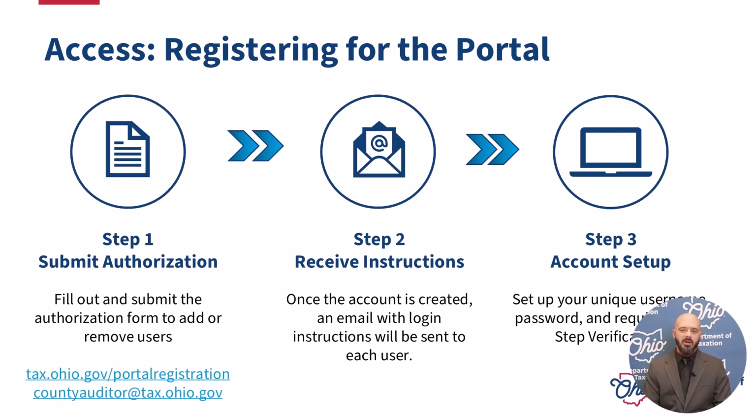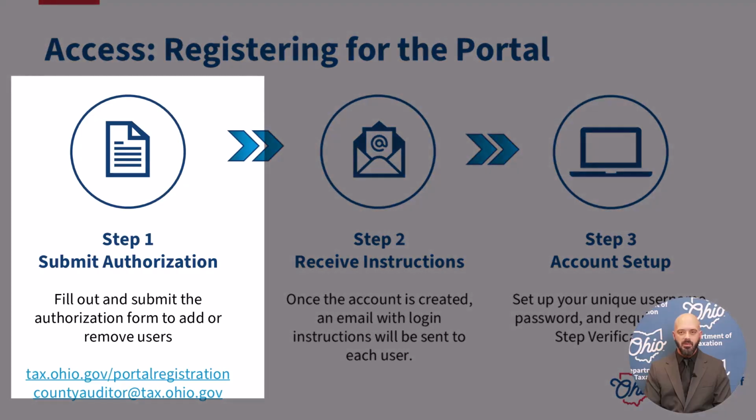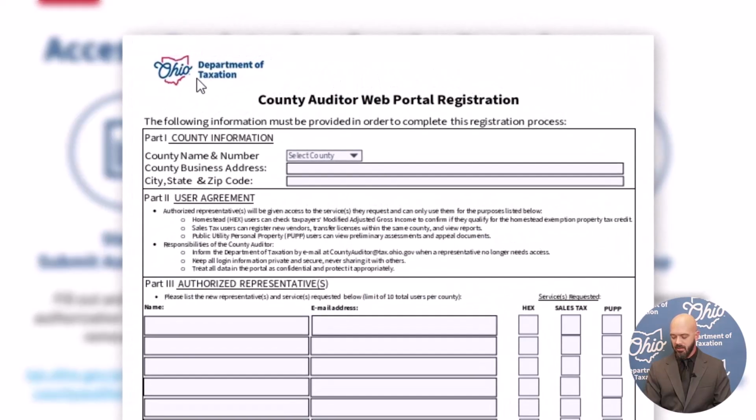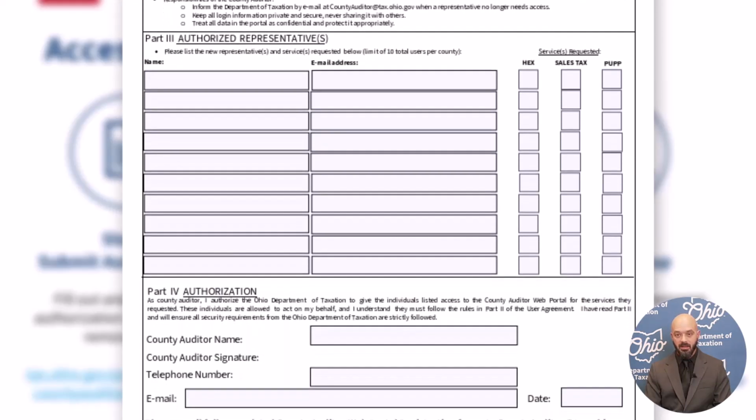All right, so the registration is a three-step workflow. First you need to submit the authorization form, which you receive by emailing countyauditor@tax.ohio.gov. Once you get the form, complete it. The form is filled out by the county auditor, who can add as many users as they would like. On the form, there'll be three options: public utility property, homestead exemption, and the sales tax. You can specify specific options depending on each person that works in your office. You can give all three full access.